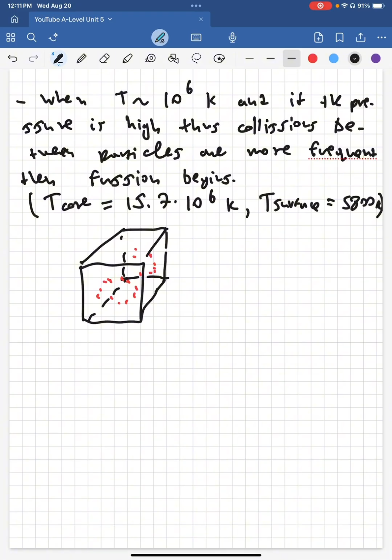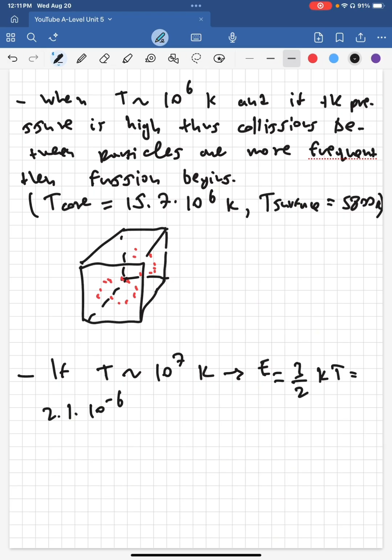Now, another thing I have in my notes is that if the temperature of a certain atom or nucleus is about 10 to the 7 kelvins, then this corresponds to an energy, if we use 3/2 kT, of 2.1 times 10 to the minus 16 joules.